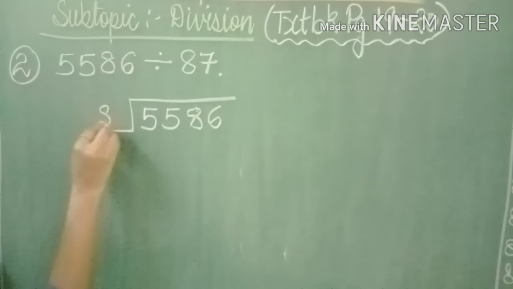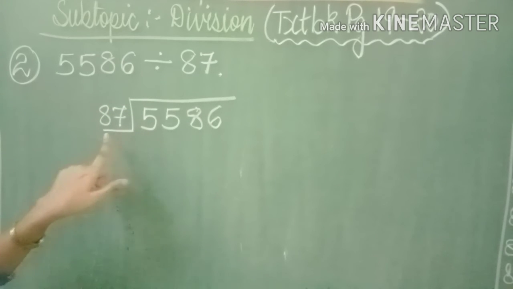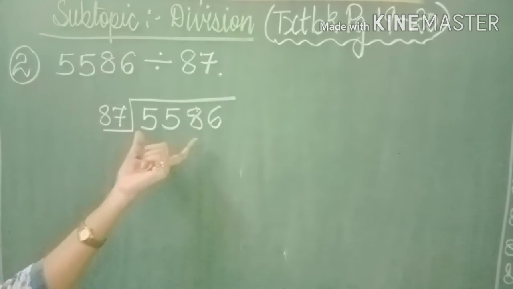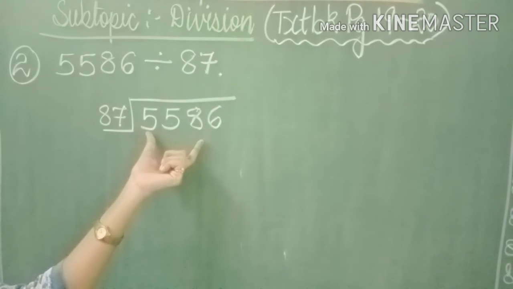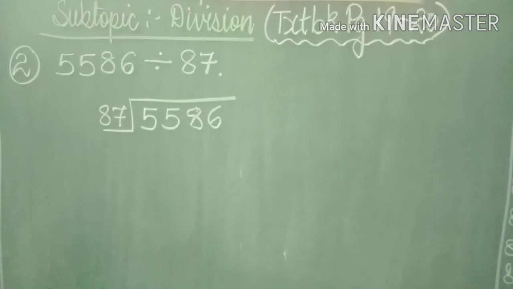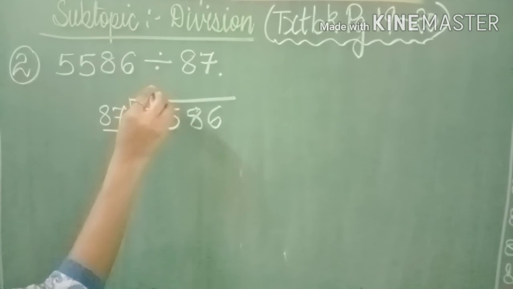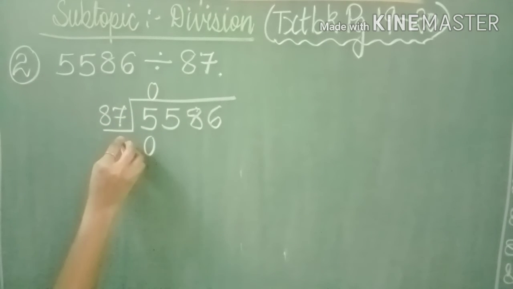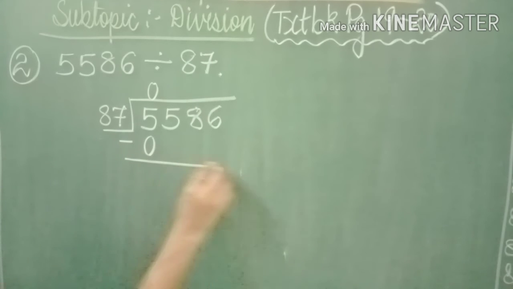5586 divided by 87. As you can see, 5 is the smaller number, 87 is the bigger number. 87 is called the divisor, 5586 is called the dividend. So first we are going to write 87 zeros are 0, and we are going to put a minus sign.